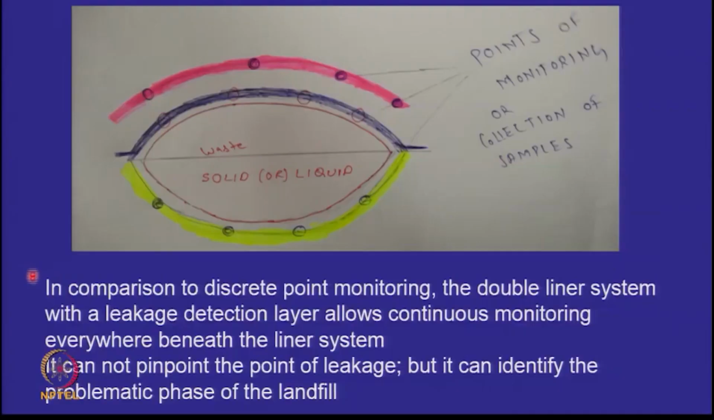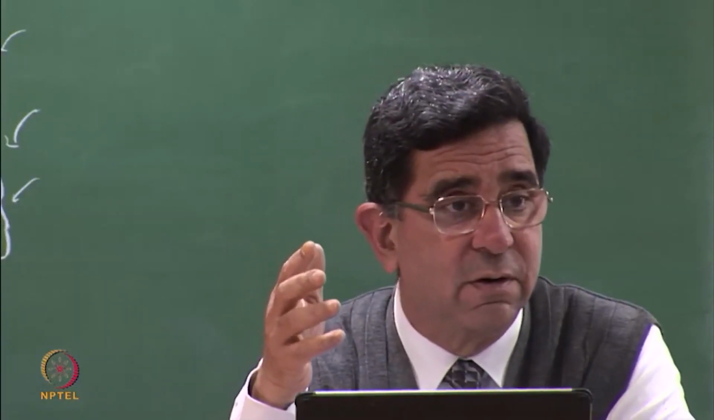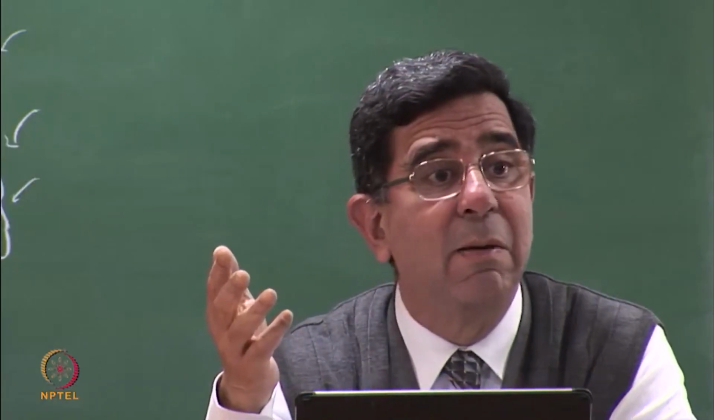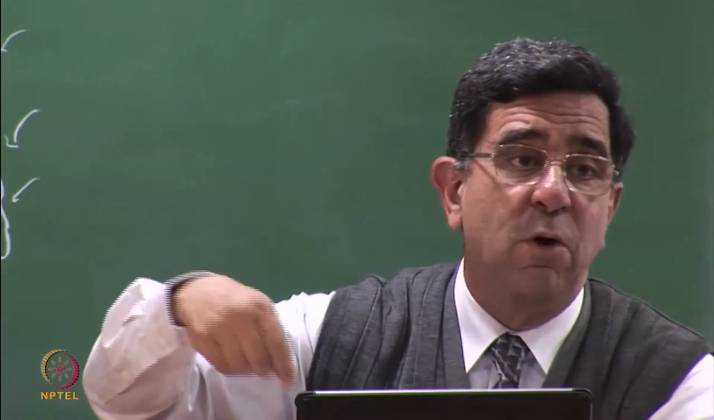Okay? So, in comparison to discrete point monitoring, the double liner system with the leakage detection layer allows continuous monitoring everywhere beneath the liner system. Remember, if you have a municipality which says, oh, you have got a very big municipal solid waste landfill, please monitor. Then you tell him, please allow a double liner system. The cost is much higher, because if you are going to just put a few discrete point monitors in plan, you may just miss the leakage which is taking place.